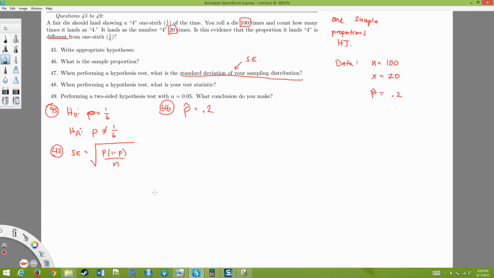There's no hats. So we're not using 0.2, we're using 1/6. You can leave it in fraction form. You can do the square root of 1/6 times 1 minus 1/6 over 100. Or if you want to turn it into decimal, it's also equivalent: 0.1667 times 1 minus 0.1667 over 100. You go through that. The number you get, 0.03727, is your standard error.